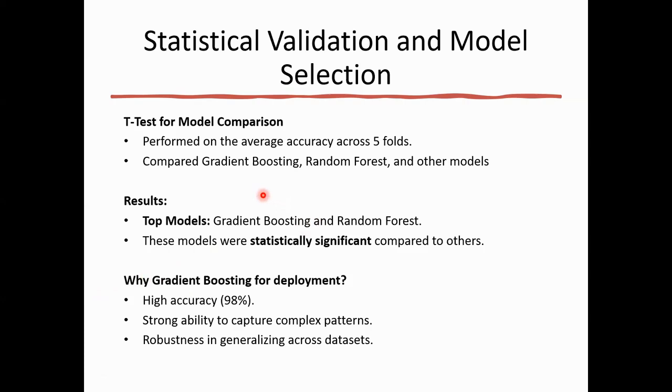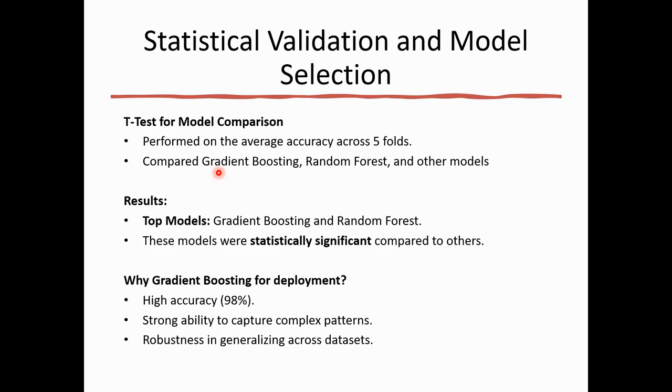We even perform statistical validations, that is a t-test, on the average accuracy across 5 folds. So what do you mean by this t-test? A t-test is a statistical method used to determine if there is any significant difference between two groups. That means a significant difference between the means of two groups, to be exact.